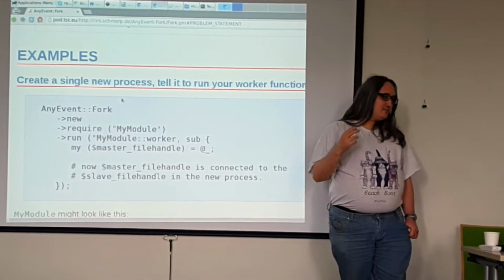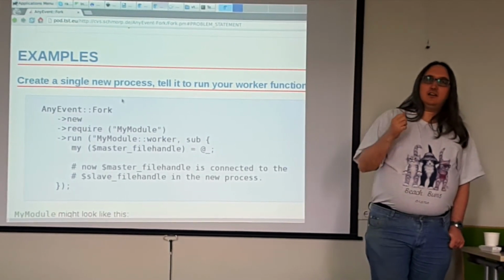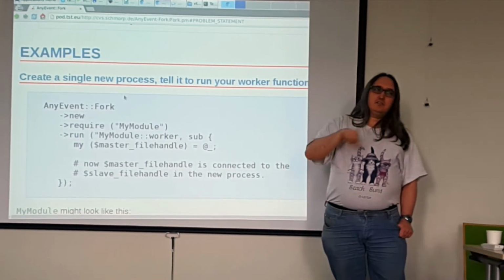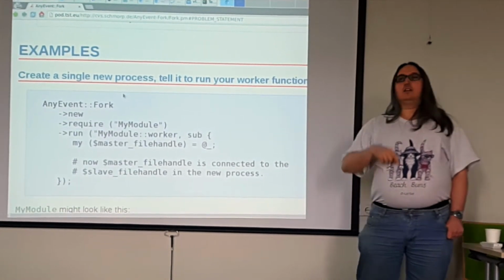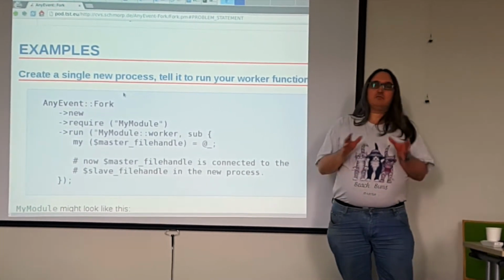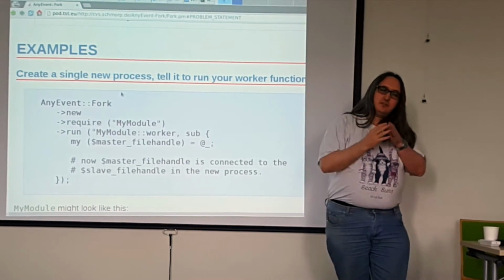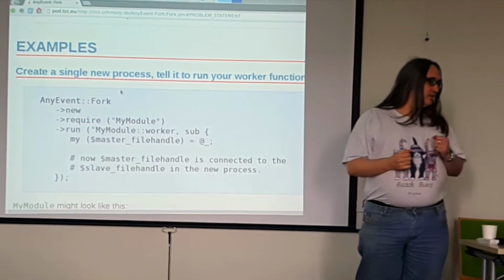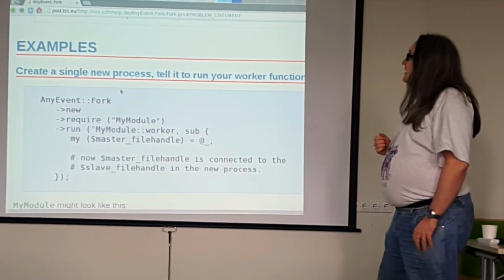And with that, I wrote AnyEvent fork. And AnyEvent fork basically does that. Instead of forking and using the child process directly, it forks and execs a new Perl interpreter, prepares it in the way you want, and then gives you a socket connection to it so you can play with it. So, how does it work?